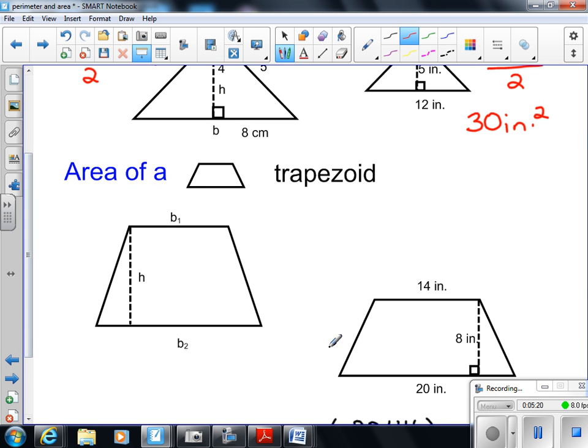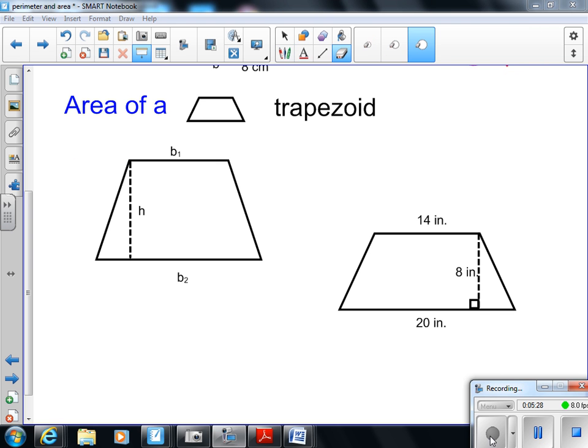Okay, now we're going to look at how you find the area of a trapezoid. Now, this might be something new. A trapezoid is different than a parallelogram. So in order to find it, we have to find out which base we're going to use. Do I have to pick? Not really. You are going to trim this off, flip it over, and you have a rectangle.